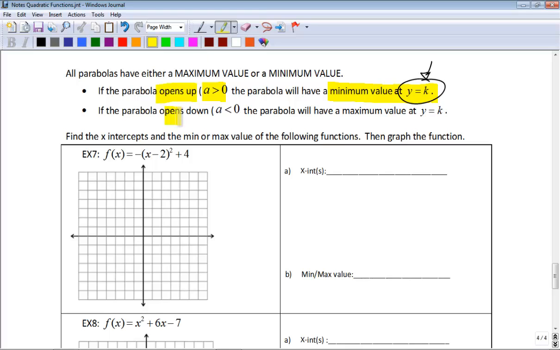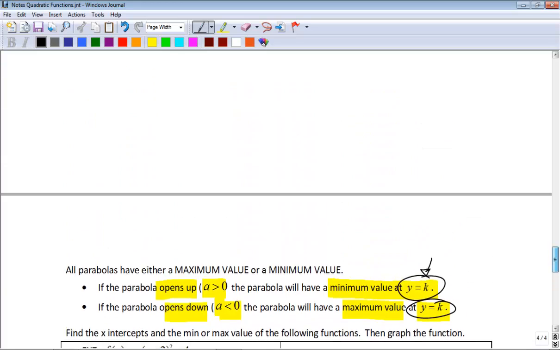If your parabola opens down, again, that's if a is less than 0, or you have a negative compression stretch, then you're going to have a maximum value that occurs at y equal k. And again, this is the y value of our vertex. Let's take a look at what this is talking about real quick before we do some examples.